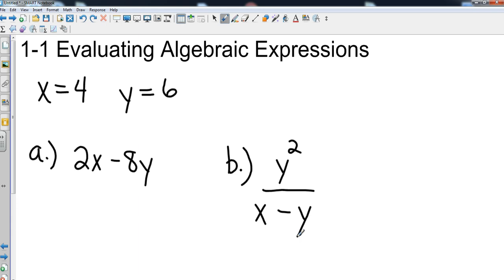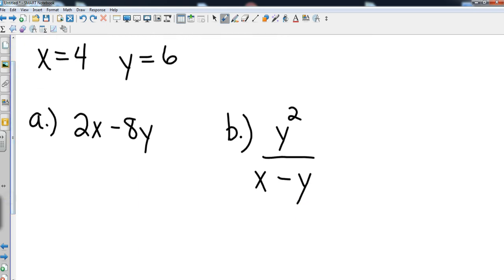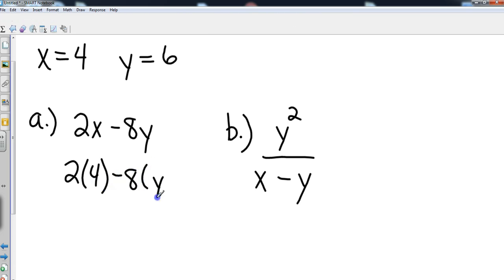I will show every step. I would encourage you to do the same. As I walk through and look at your work, it's much easier for me to see if a mistake was made if I can see all of your steps. So we're going to take the first expression, which is 2x minus 8y, and we're going to substitute in x. And we're going to substitute in y.